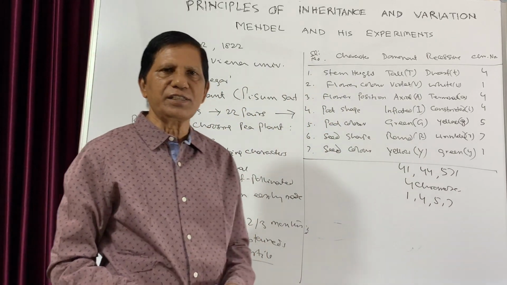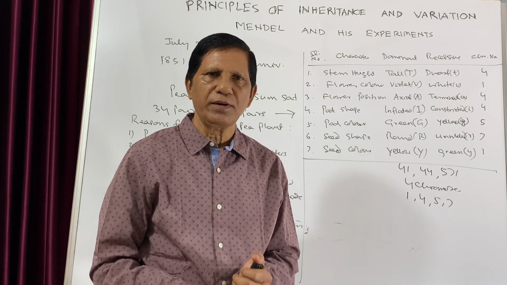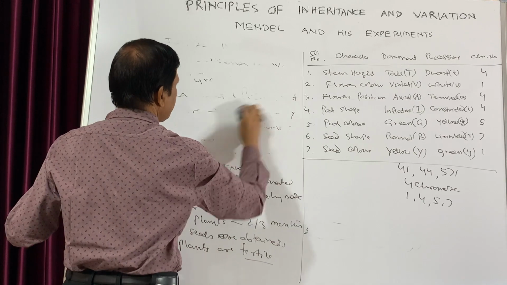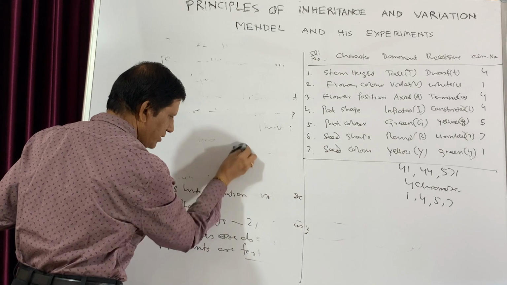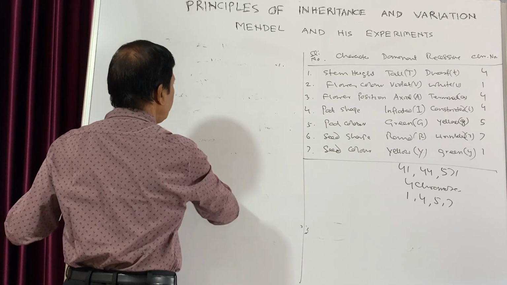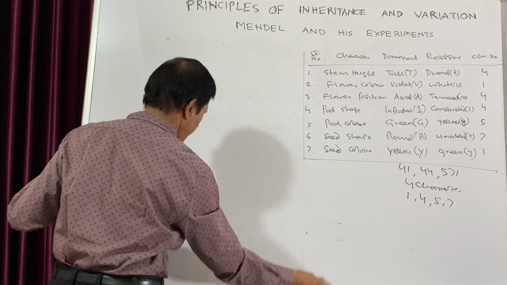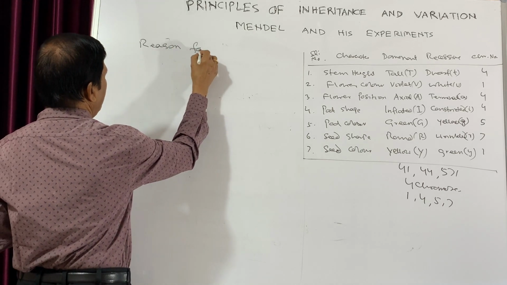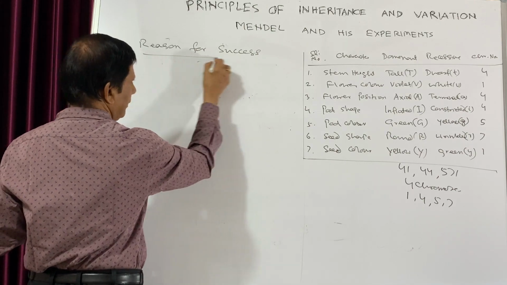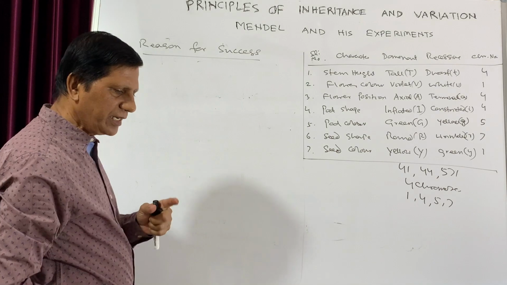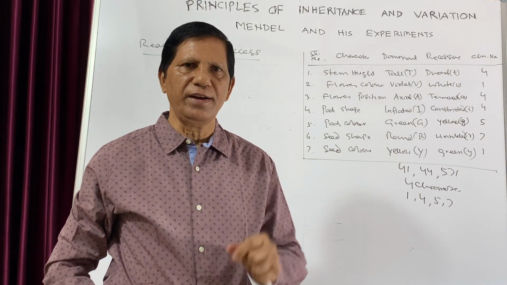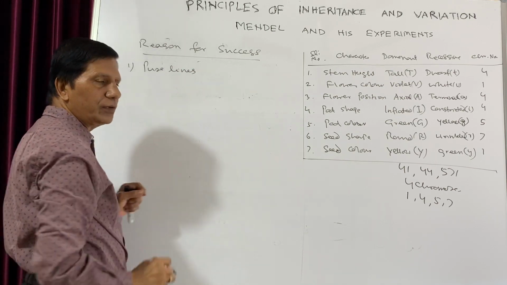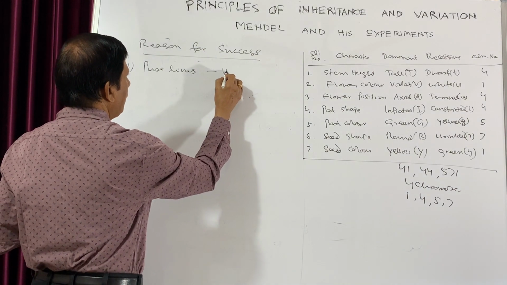Now the next thing that we will discuss is why Mendel was very successful in his work. That point also we have to discuss. Reasons for his success, because from all these aspects usually questions are asked in examinations. So the next point we'll discuss is reasons for success. First thing is, he took only pure breeding varieties, or you can say pure lines. That is one of the important reasons.